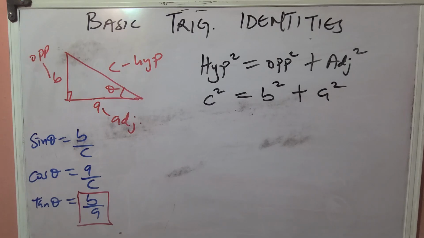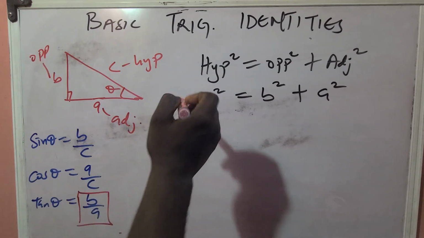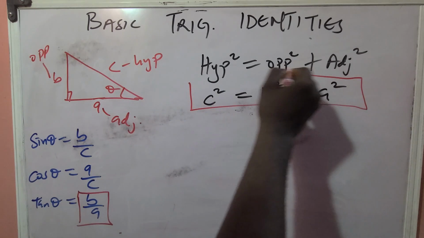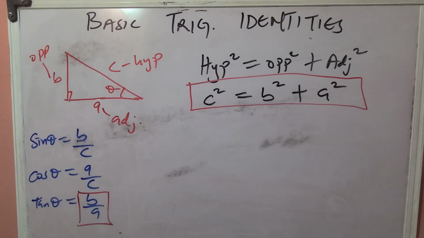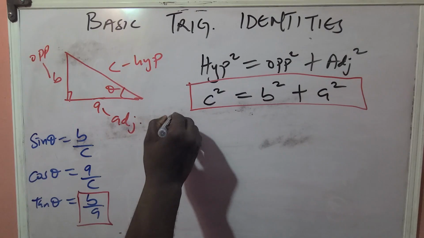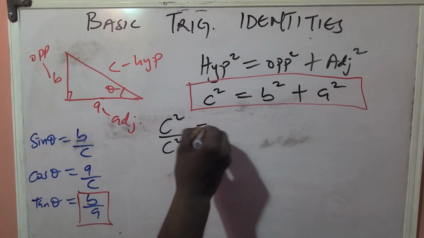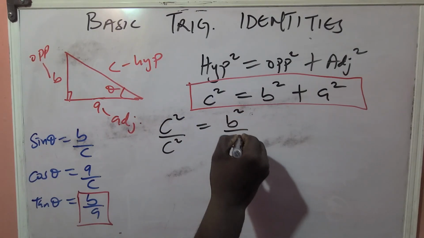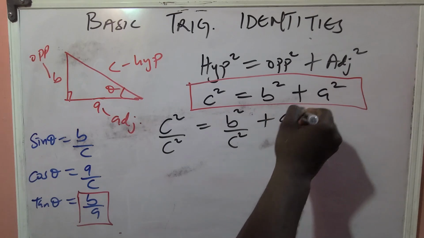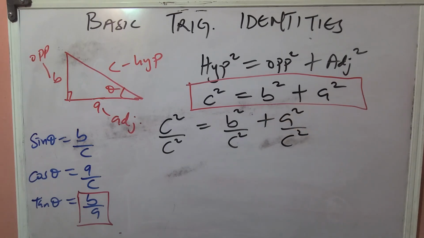So we're going to do something very quickly. We're going to divide this entire theorem by c square. So we're going to be dividing what we have here. That's c square over c square equals b square over c square plus a square over c square. So that's just the next step.